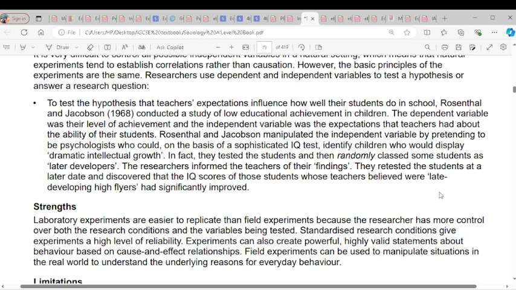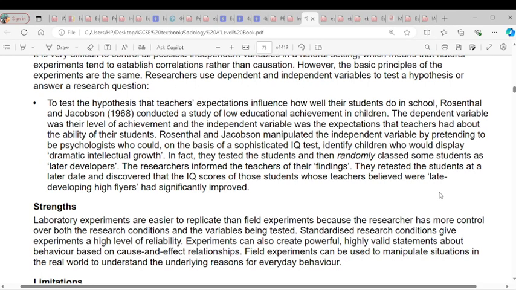So there are two variables here that we want to check if they're going to give us causation or correlation. For Rosenthal and Jacobson, they manipulated the independent variable by pretending to be psychologists who could, on the basis of sophisticated IQ tests, identify children who would display dramatic intellectual growth. So here they manipulated the independent variable. Instead of acting as teachers, they're acting like psychologists who are trying to see how students' IQ are, how they display their IQ.